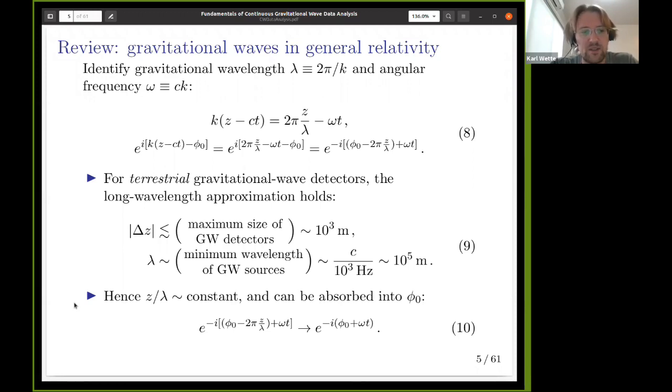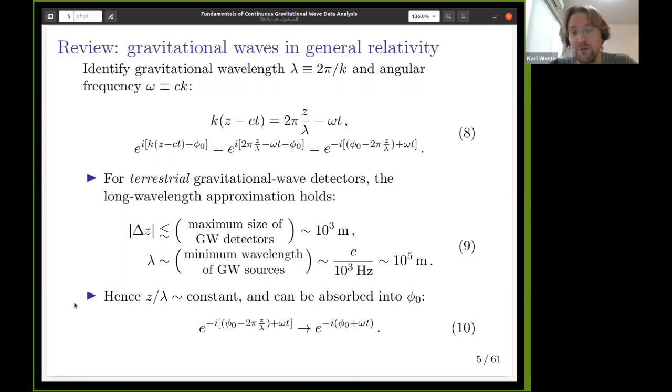Since our change in z is much smaller than lambda, z on lambda is approximately constant, and we can basically absorb that into our initial phase. So we don't need to treat the spatial part as a separate thing. We can just look at it as a time varying function.